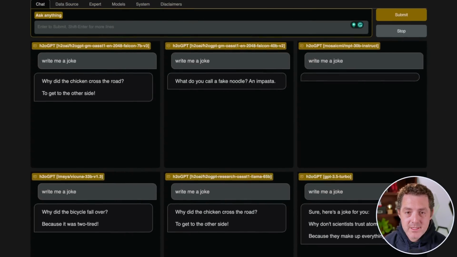So this is H2O GPT. It can be found at gpt.h2o.ai. And the 6 models that we're going to be testing today are the Falcon 7B version 3 model, fine-tuned by H2O AI. We have the Falcon 40B version 2 model, again fine-tuned by H2O AI. We have the MPT-30B instruct model, which I found to be one of the best.